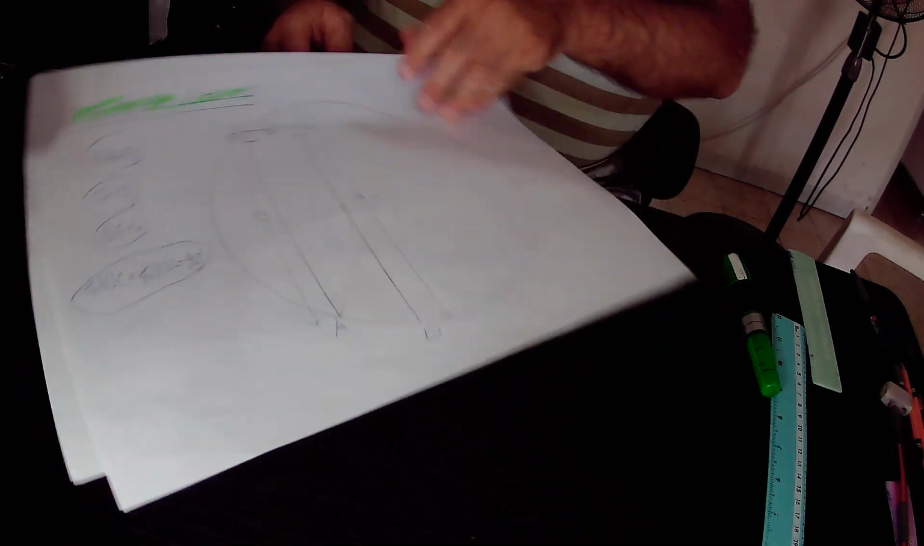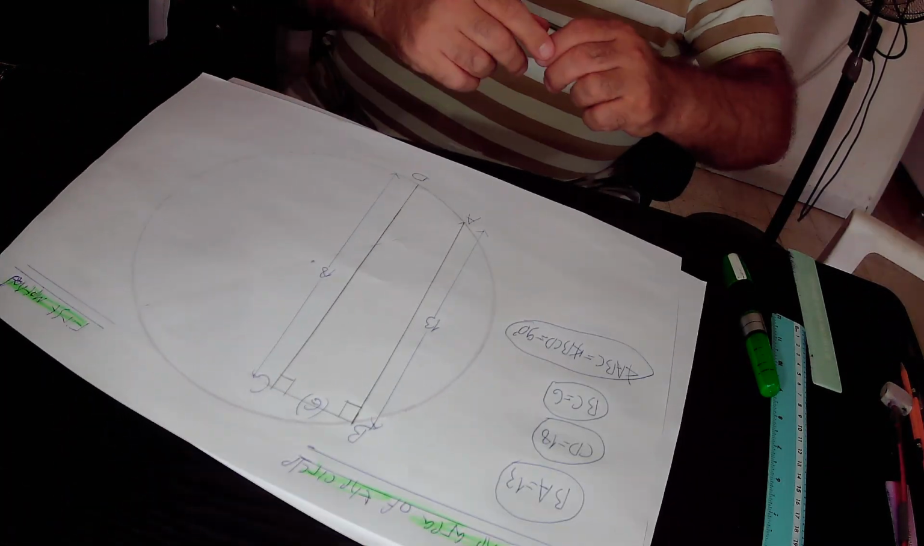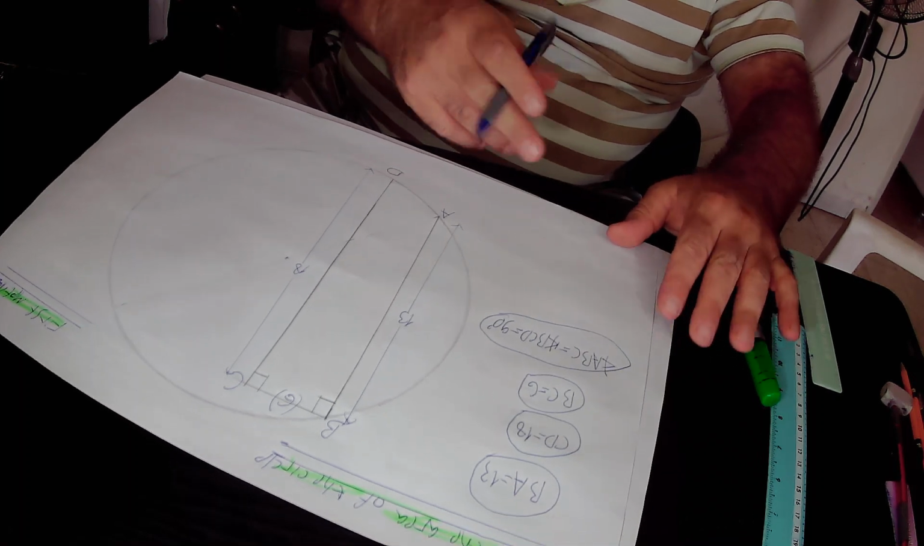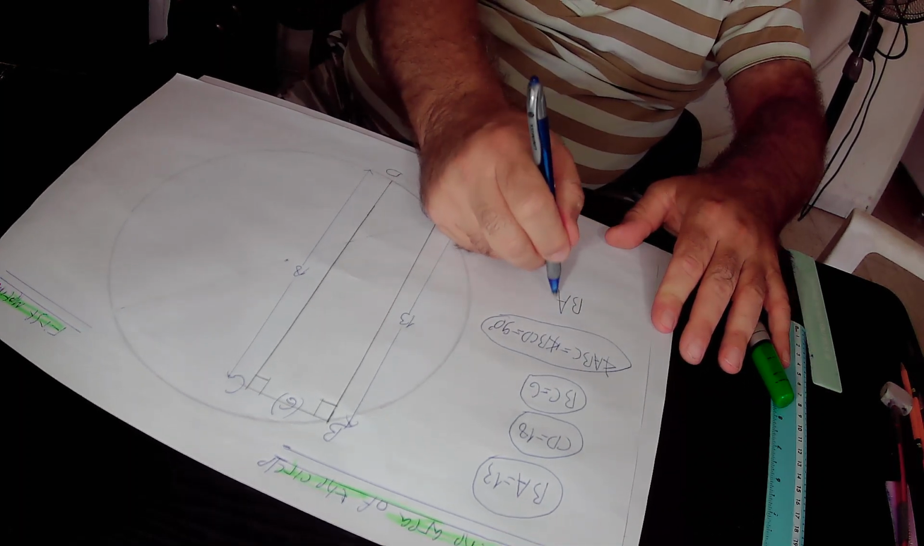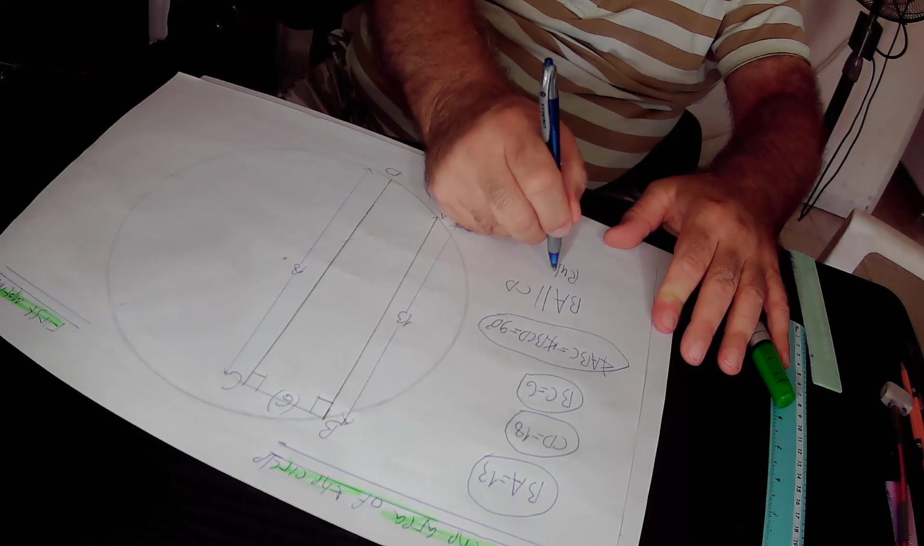So write it down. Chord BA is parallel to line segment CD according to Rule 27.